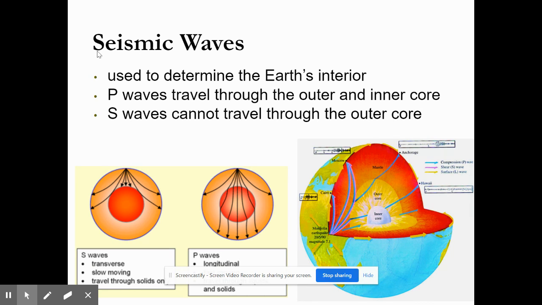So seismic waves are giving us information about the Earth. They're waves generated from an earthquake that travel through the Earth. And we're going to look at two of the main waves, the P waves, or primary, and they will travel through the outer core and through the inner core, right through all layers of the Earth. The S waves cannot travel through the outer core. S waves will not go through liquids or gases, only solids. So when they leave a solid layer and enter into a liquid layer, they cannot enter that liquid layer, so they'll reflect or bounce off.